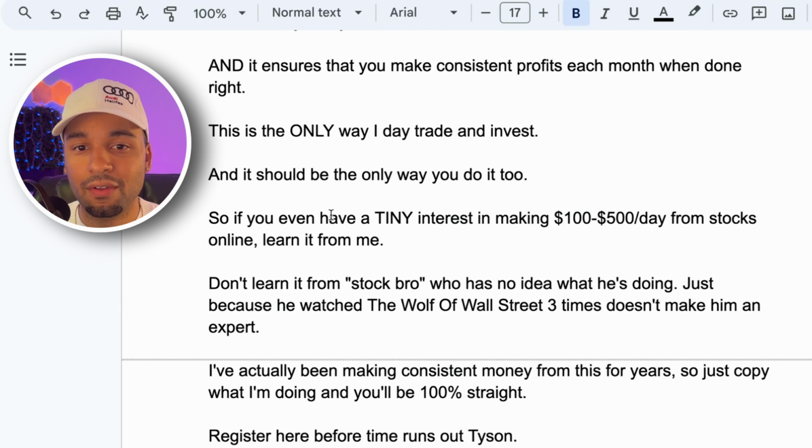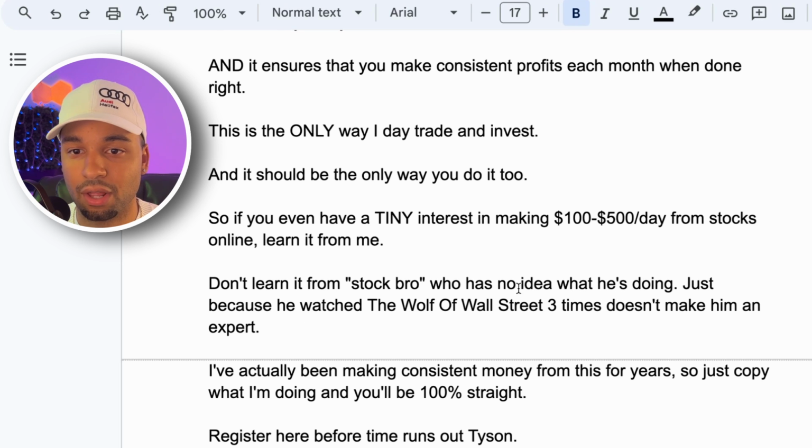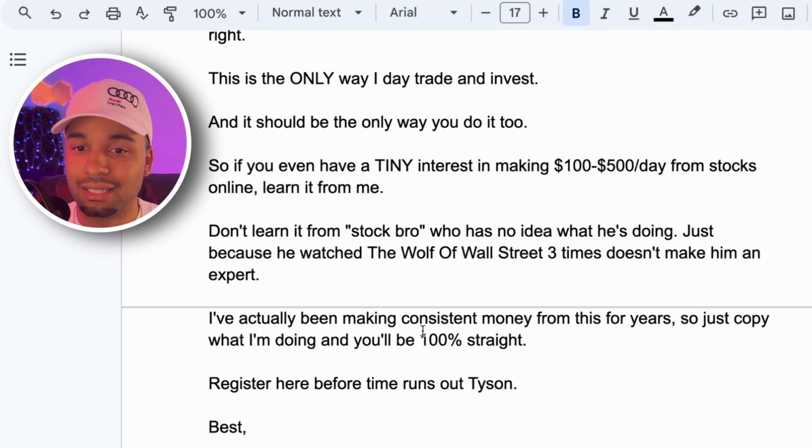So if you even have a tiny interest in making $100 to $500 a day from stocks online, learn it from me. Don't learn it from Stock Bro, who has no idea what he's doing. Just because he watched The Wolf of Wall Street 3 times doesn't make him an expert. I've actually been making consistent money from this for years. So just copy what I'm doing and you'll be 100% straight. Register here before the time runs out.